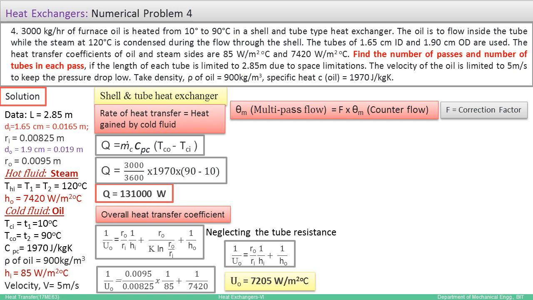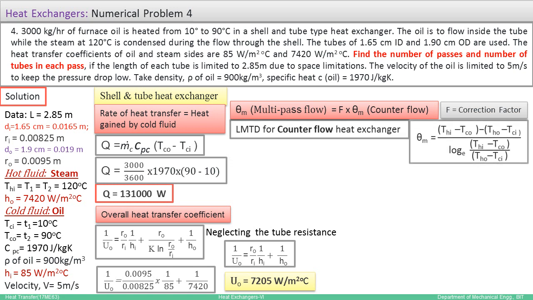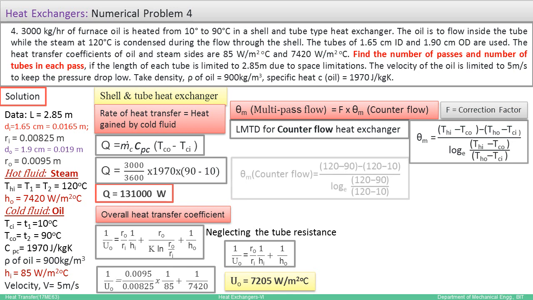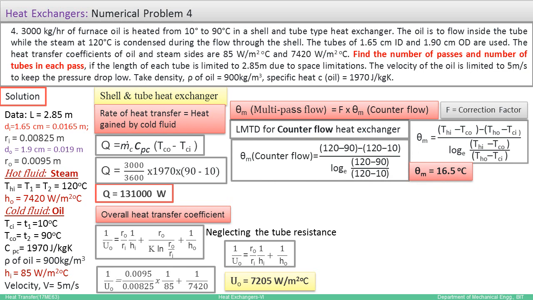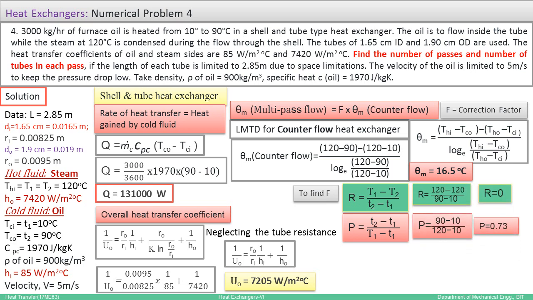So we have this expression for theta m of a multi-pass flow, and we have the counterflow heat exchanger LMTD, and we have all the values of temperatures in the LMTD equation. Substituting them, we can get the value of theta m. Now theta m is for counterflow. What is found out is 16.5 degree Celsius is LMTD of counterflow heat exchanger. Now we have to find out what is the correction factor. To find correction factor, we need to have P and R, and since we have all these values listed out, we can find the corresponding values of R and P.